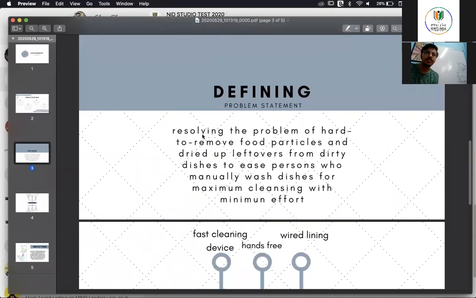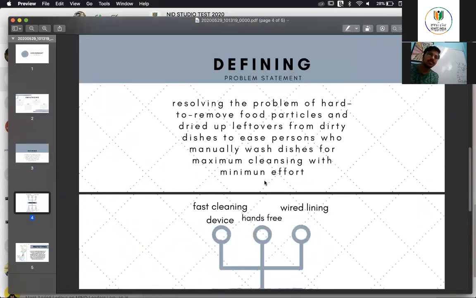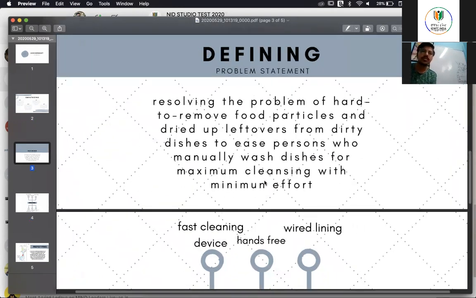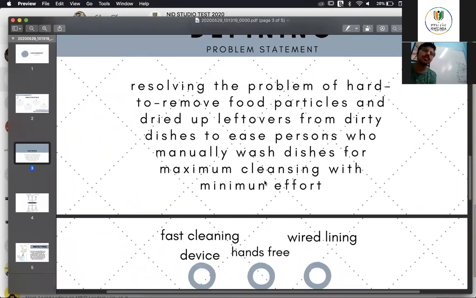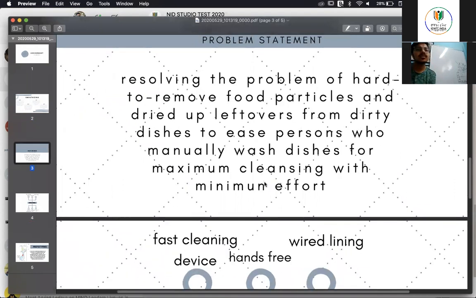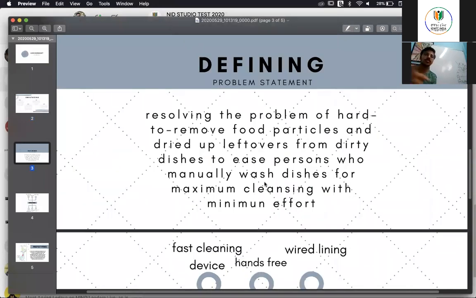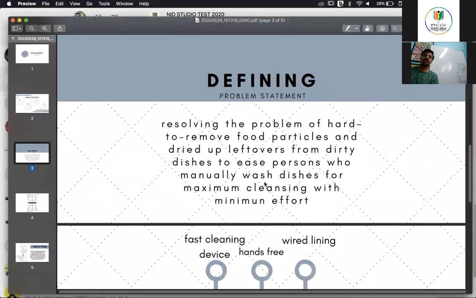Okay. Resolving the problem with Reddit. Resolving the problem of how to remove food particles and dried-up leftovers from dirty dishes, to ease persons who manually wash dishes, for maximum cleansing with minimum effort. Yeah, so what is happening here? Okay, that's fine. I will not go critical right now. You've done a good job.